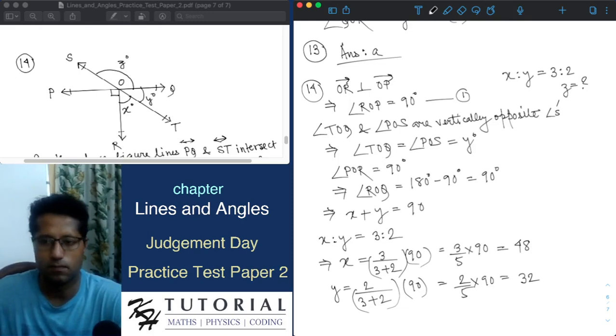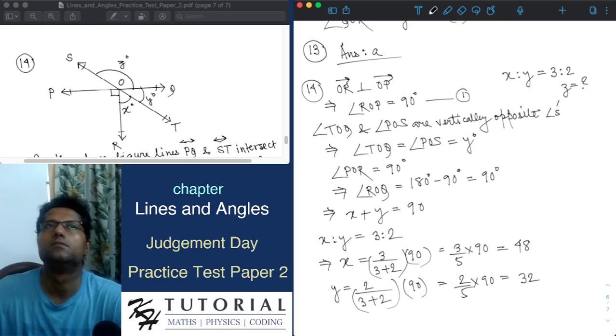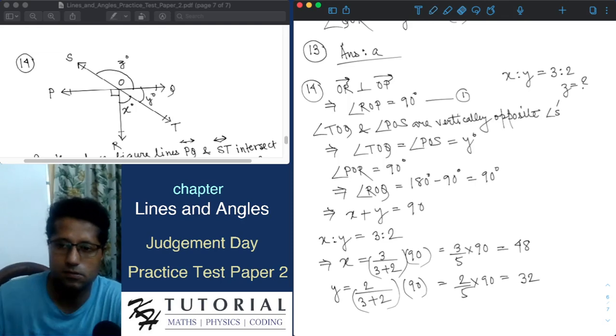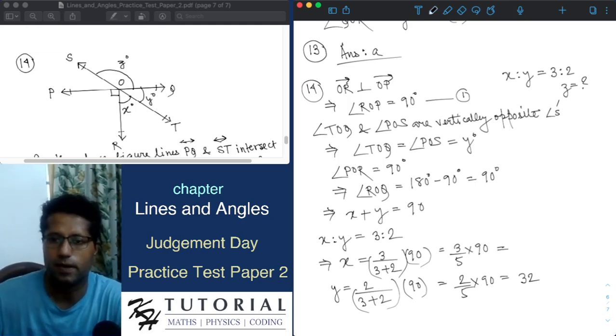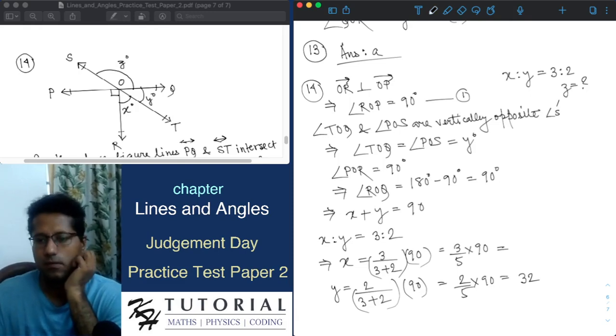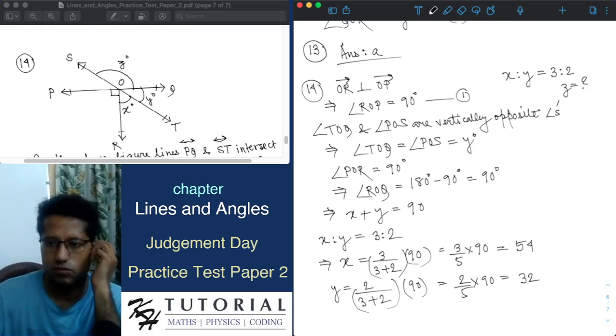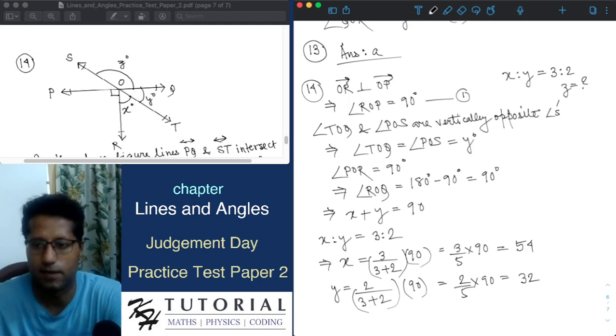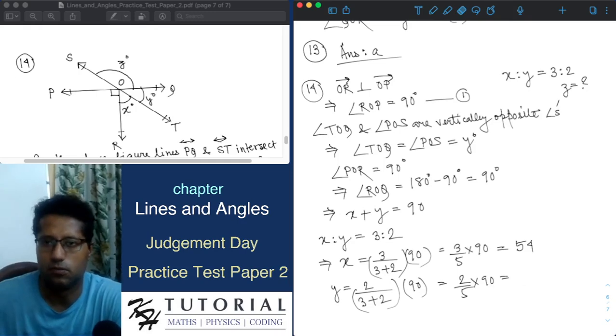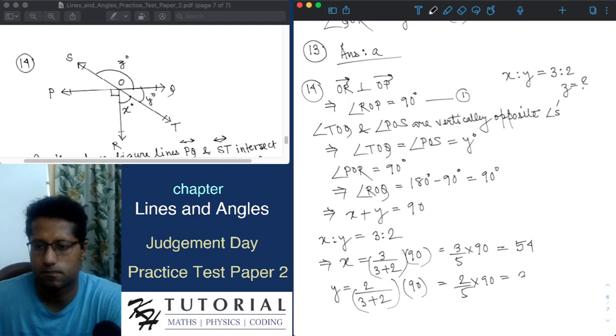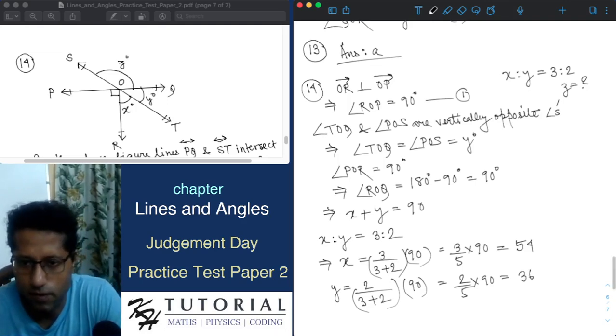How come? The sum is coming to be... sorry, this is not 48, but 90 divided by 5, how much is that? 18. So this is 54. And this is 32. Okay, y is 32. So now the sum is 90. No? This is not 32. This is 36. So we have found x and we have found y.